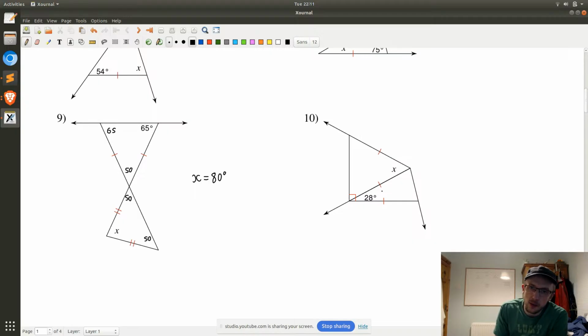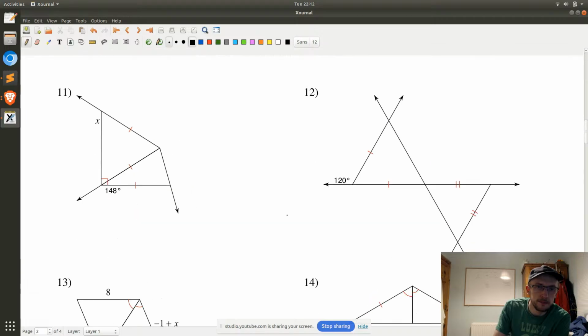X is, 28 is there. So, all right, so that means 62, and that would be 62 as well. Add them to get 124, take that from 180, and you get 56. Check that. Good.